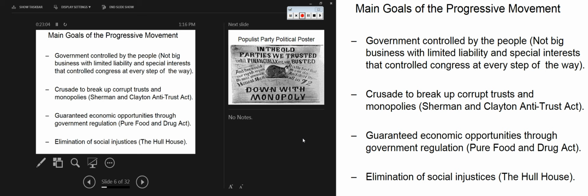And then the elimination of social injustices, or even think about activities we take part in, right? Like if you are in an honor society, or if you are in the do something club, or if you are doing volunteer work, you in essence are trying to do good to eliminate social injustice. That's a legacy that continues.